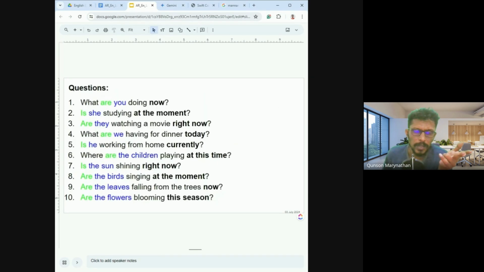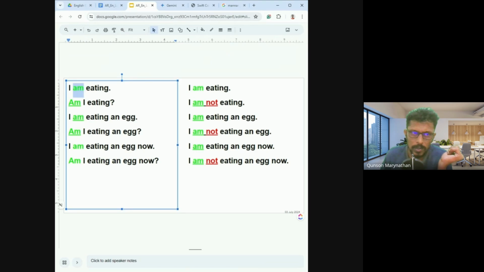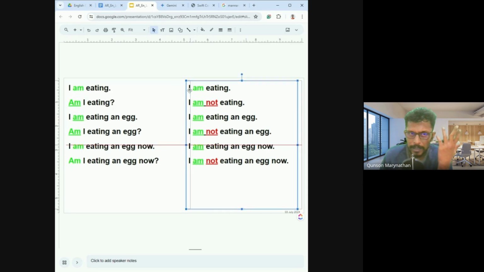Now, if you look at this, I am eating. This is present continuous, and it's very easy because this is the auxiliary verb. If you want to make a question, you take the auxiliary verb and put it in front of the subject. Am I eating? It becomes a question. Now, I am eating. This is a sentence. If you want to make it a negative, you put a not next to the auxiliary verb. So I am not eating. So this is a negative statement.